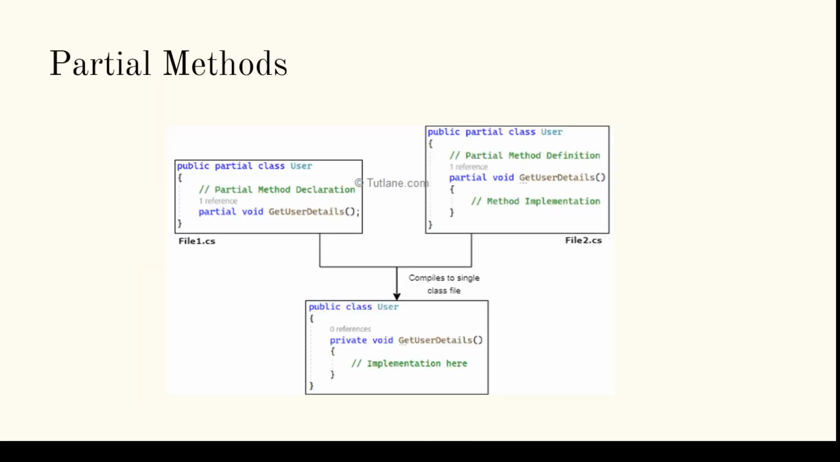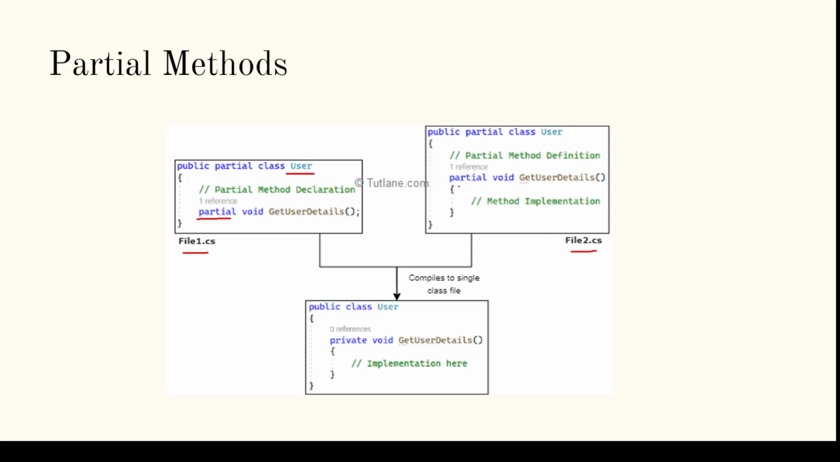First of all, partial methods can only be declared in a partial class. Let's consider this particular scenario. Here we have a partial class User that is available in file1.cs and file2.cs, and within this class we have declared one partial method. Just like a partial class, we use the partial keyword to create partial methods also. So we have created one partial method, GetUserDetails, and the point to notice here is this is only the declaration of the method. We don't have the definition in this case. The definition of this method is present in file2.cs.